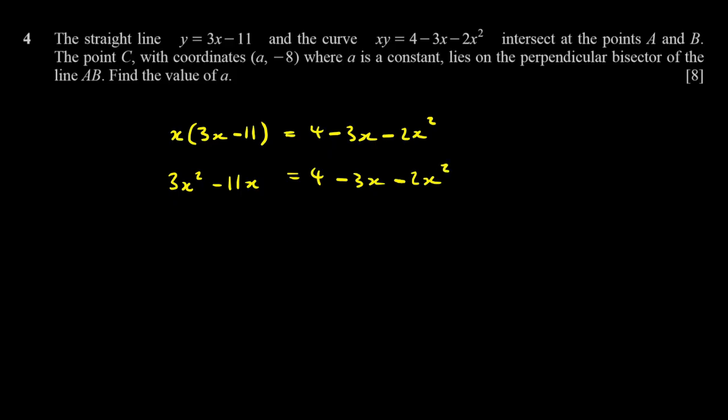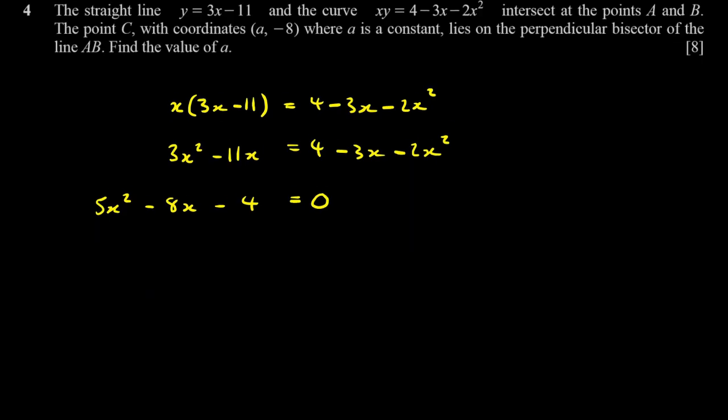So if we bring everything through to the left-hand side, I add 2x squared to both sides, so I get 5x squared on the left. I add 3x to both sides, so I'm going to get minus 8x on the left, and I'll subtract 4 from both sides, so I get minus 4 on the left is equal to 0. So there's a quadratic there.